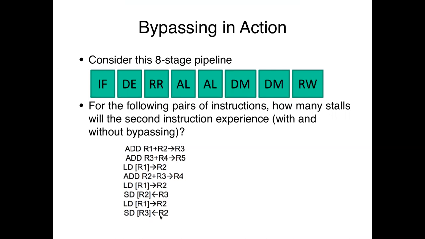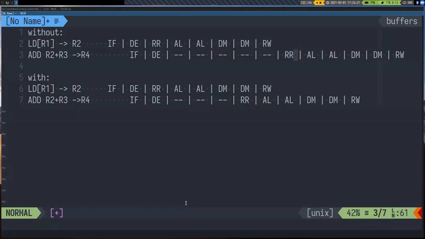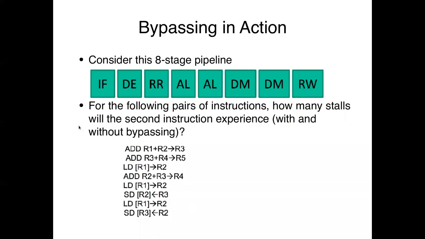Without bypassing, you pretty much always, if you have this dependency where you've written and then you need to read immediately, you just have to stall the entire pipeline until the last stage when it gets actually written to the register file, and then you can proceed. So we'll get that out of the way. The answer for without on all these is 5. The with case is a bit more difficult. So let me see here.